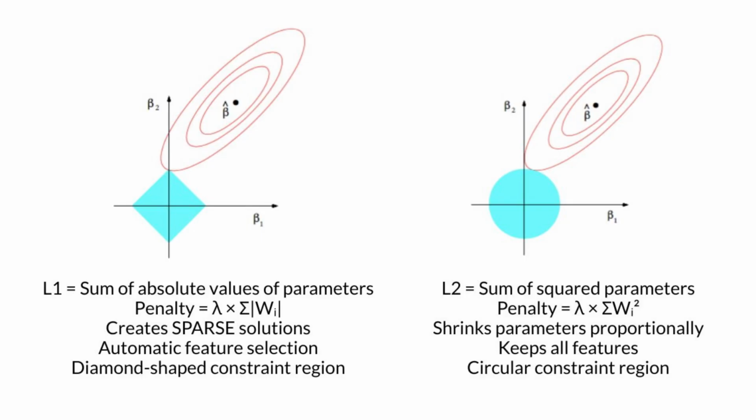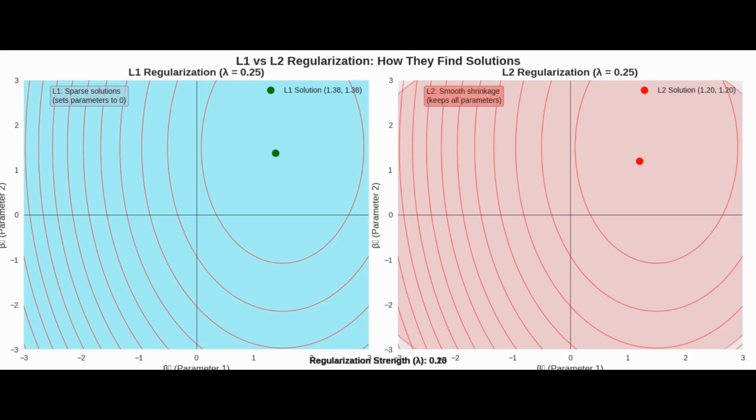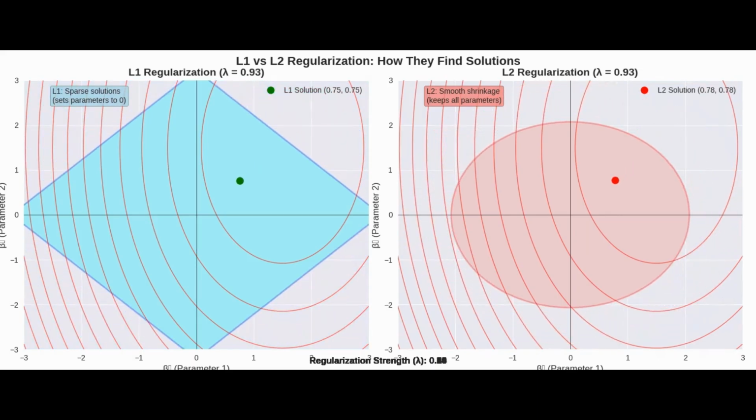But when you believe all features are somewhat relevant and you want to keep them while preventing overfitting, then you go to the right side of this image, which is the L2 regularization, or what we call ridge regression, which uses the sum of squared parameters as the penalty. Unlike L1, L2 does not eliminate any of the features. It basically shrinks them proportionally. So all features remain in the model, but their weights become smaller. This creates smoother, more stable models. But if you tone it down too much, you might lose important information.